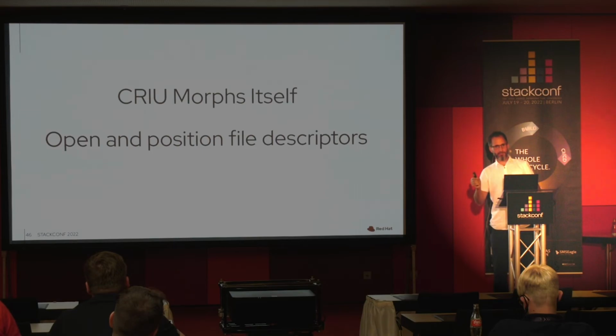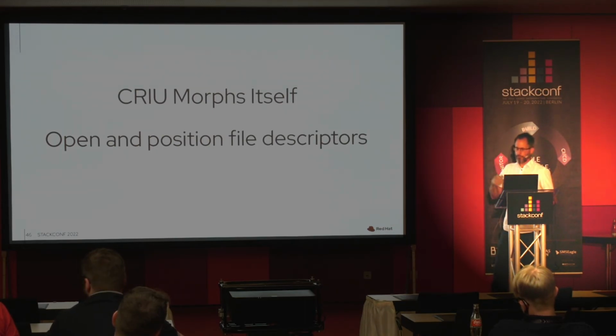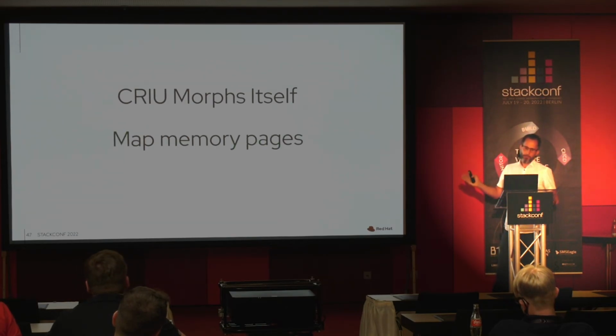And once the process continues running, for the process, it would look like the file descriptor is the exact same thing as before, although we just manually set it up to point it to this location. And that's how we do it with all the resources CRIU can manage. Or basically, that's the idea behind the whole thing. And then we map all the memory pages back into the right locations.